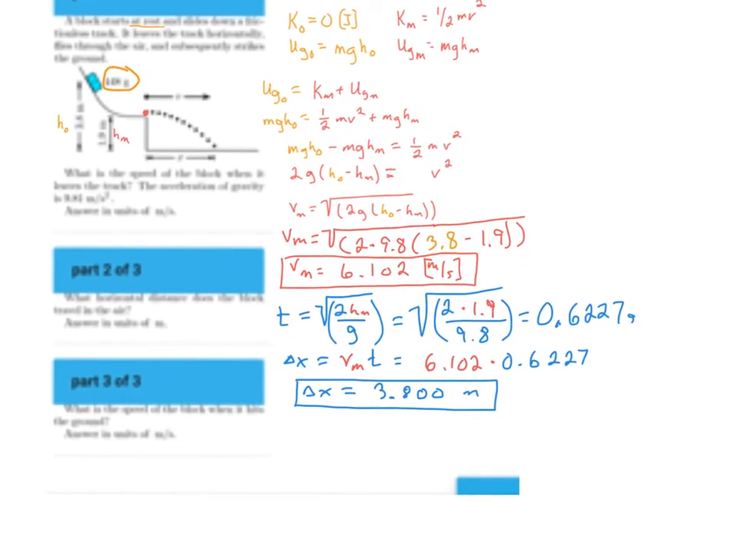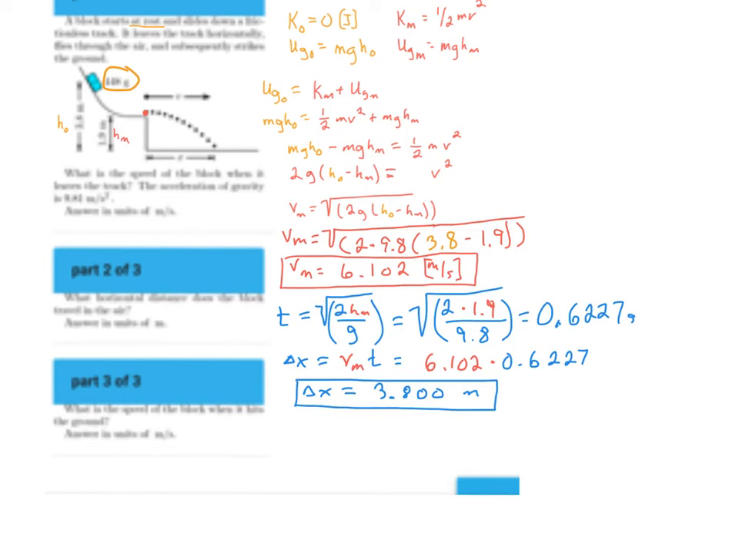Now for part 3, let's do a color change again. For part 3, we're trying to figure out the speed when it hits the ground. And there are 2 ways we can do this. We can delve back into doing it with kinematics, like what we would have done before, still treating it as a projectile. We know its horizontal velocity. We would figure out the vertical velocity that it hits the ground with, and then we would have to do Pythagorean to get the absolute velocity. But that's a little bit of a mess, so I think it's easier just doing it with energy.